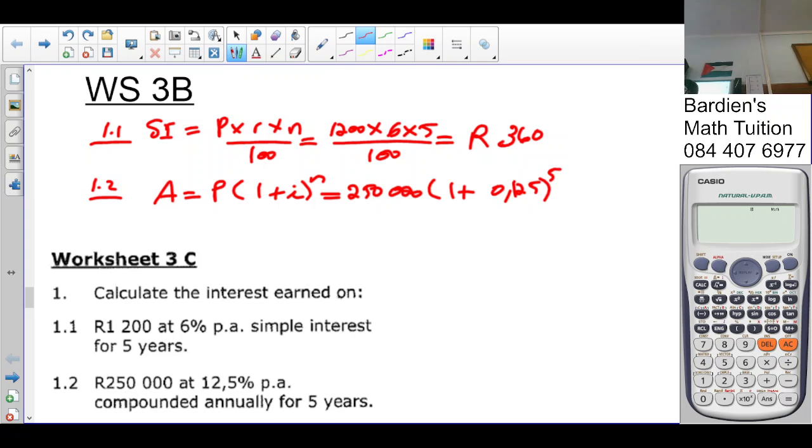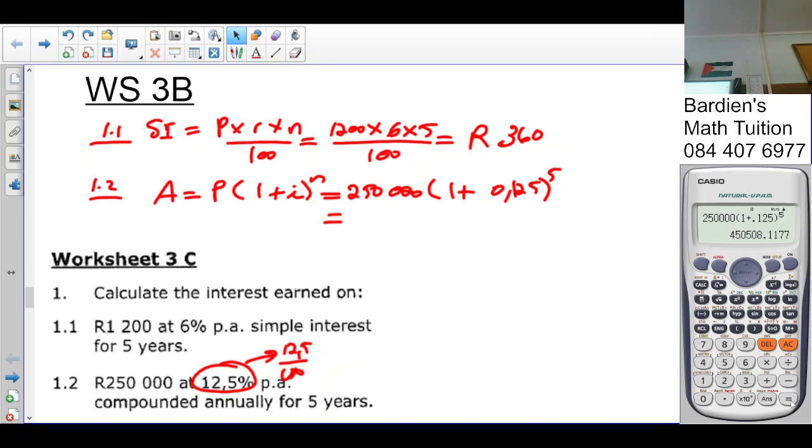How do we get 0,125? Divided by 100. That is percentage. So that's 12.5 over hundred, 0,125. Okay. And that now gives us 250,000 into 1 plus 0,125 to the exponent 5. That gives me 450,000.